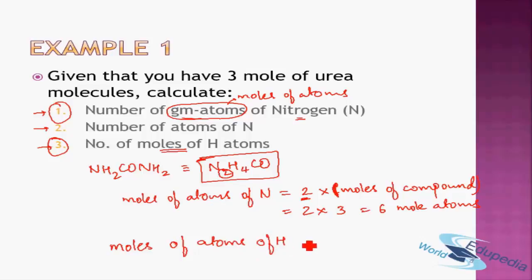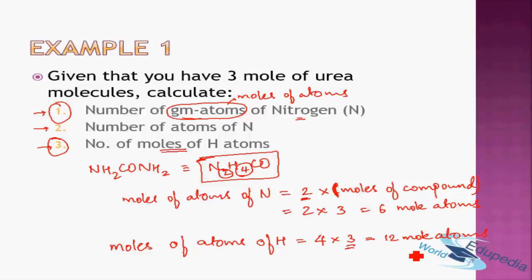Alright, so moles of atoms of hydrogen will once again be stoichiometry of hydrogen in the compound multiplied with moles of the compound. So stoichiometry of hydrogen here is 4. That means answer will be 4 into moles of compound, which is 3. 3 is the given moles. So answer is 4 into 3 equals 12 mole atoms of hydrogen are present here in this compound, in 3 mole of urea. Alright, so that is how you calculate moles of atoms of any given kind.